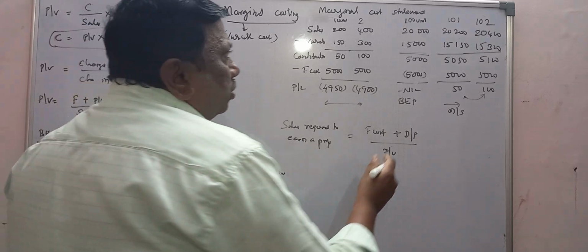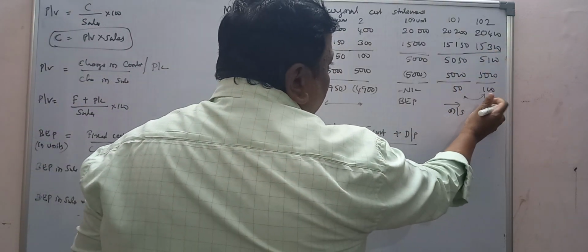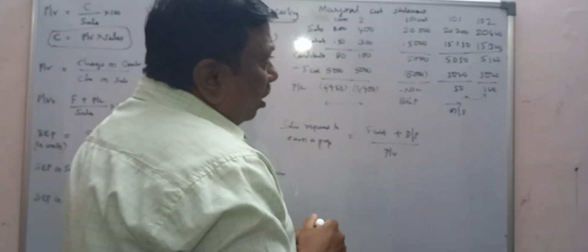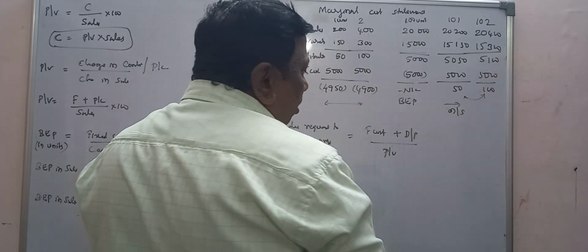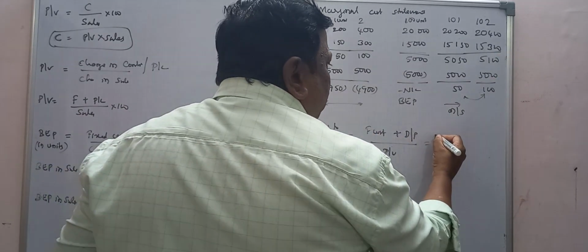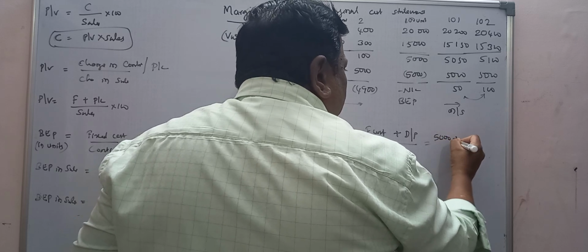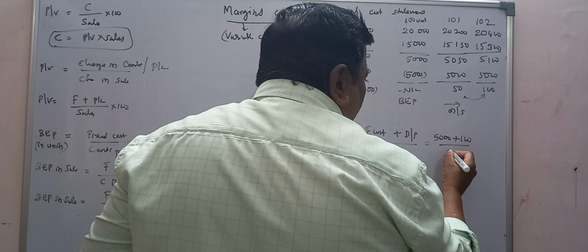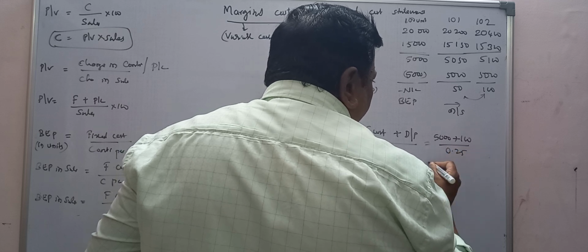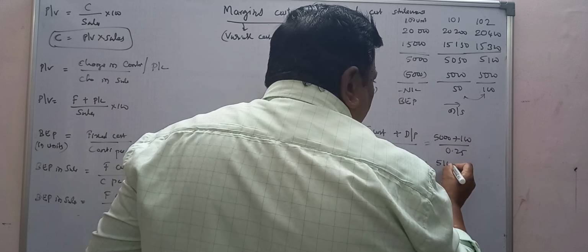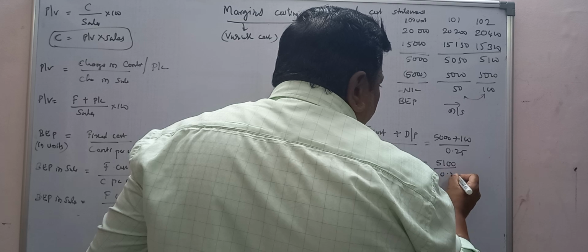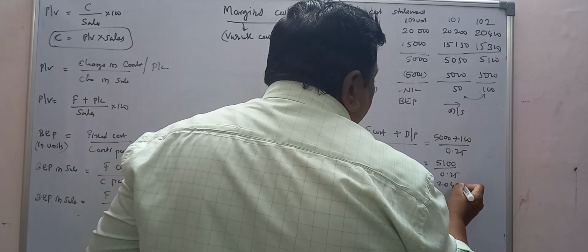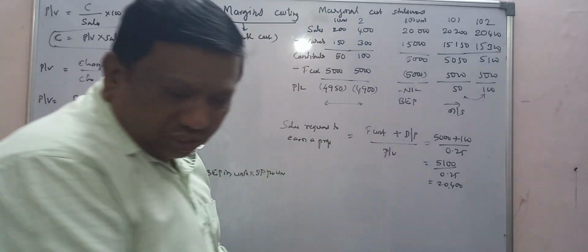If you want to earn a profit of, say, 100, how much should I sell? If I sold 20,400, then only I'll get 100, right? I'll show. What is fixed cost? Fixed cost is 5,000 only, plus my desired profit, 100, divided by PV, which I know is 25%, that means 0.25. So 5,100 divided by 0.25. If you calculate, you'll get 20,400 only.